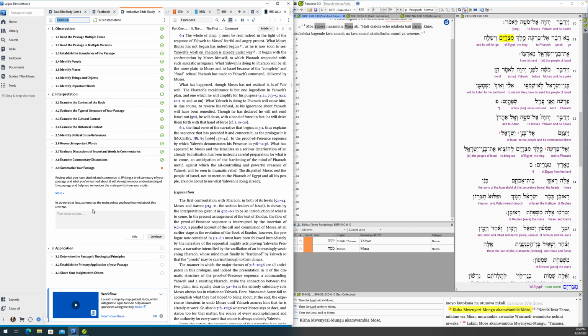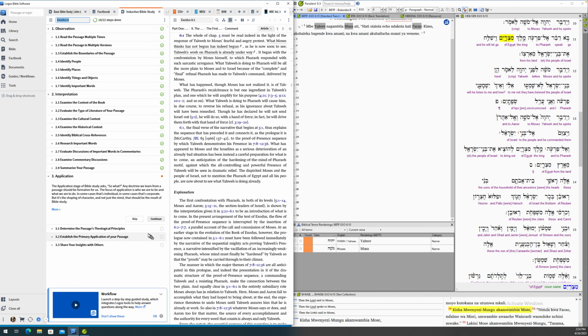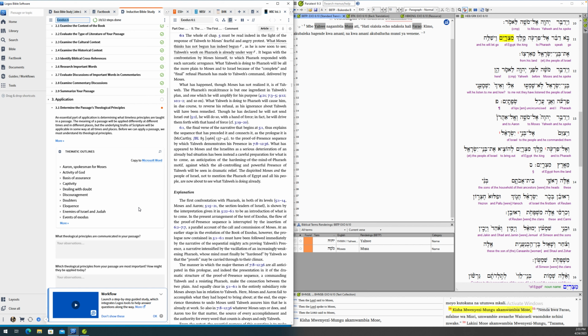Summarize your passage in 25 words or less. That's not very many words. Summarize the main points. And then your application. So what? What do you learn from this? Determine the passage's theological principles.